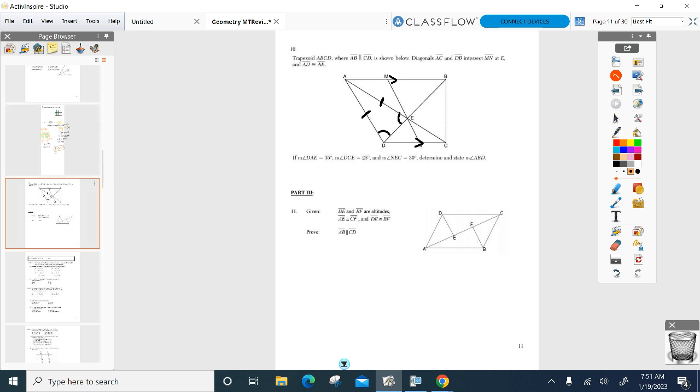All right, they give me DAE is 35. DCE, this angle here, is 25. NEC, where's NEC? Right here is 30. Determine ABD. Where's ABD? So this one, just put a question mark, ABD. All right, ready?